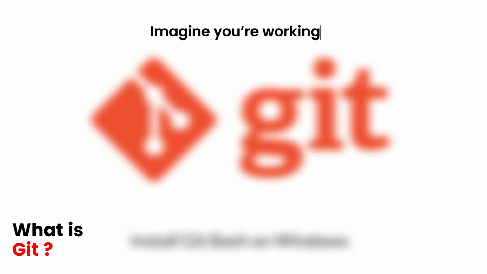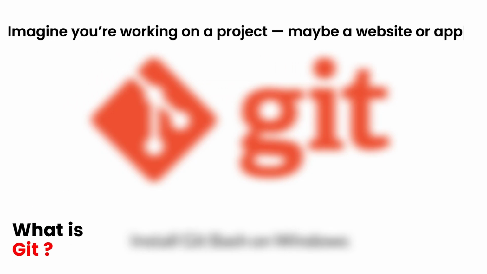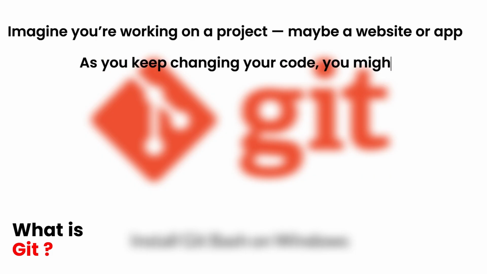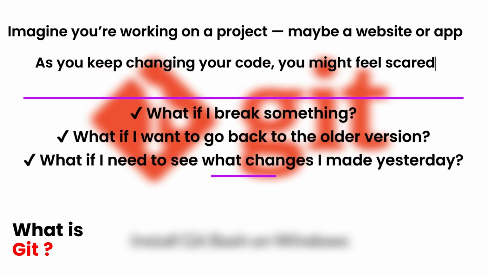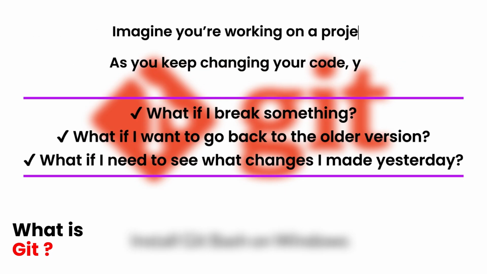What is Git? Imagine you're working on a project, maybe a website or app. As you keep changing your code, you might feel scared. What if I break something? What if I want to go back to the older version? What if I need to see what changes I made yesterday?